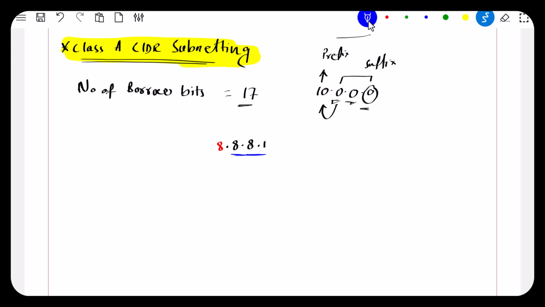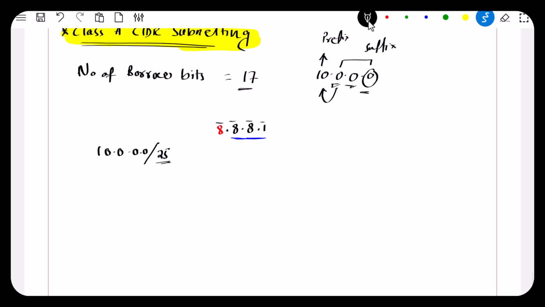The CIDR notation after borrowing 17 bits will be 10.0.0.0/17. Okay, there is a mistake, not 17. This will be 25. Okay, because 17 is the number of borrowed bits. 8, 8, 16, 24, and 25. So this is 25, the total number of prefix bits.